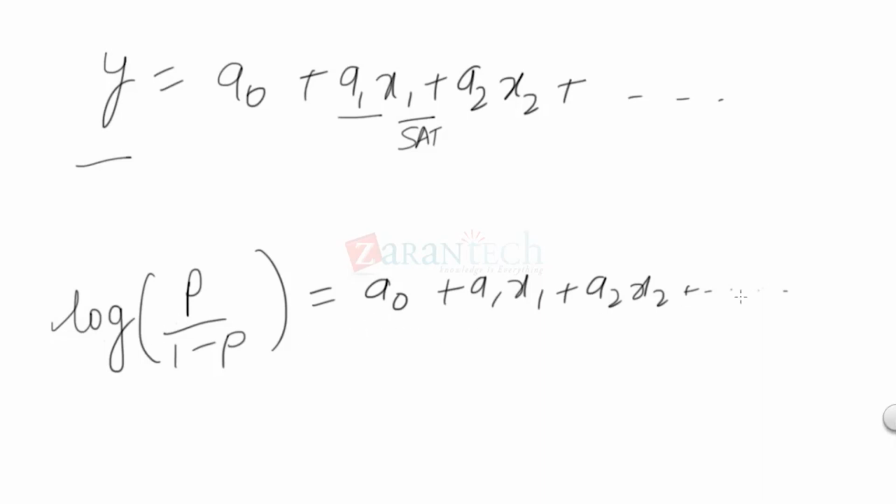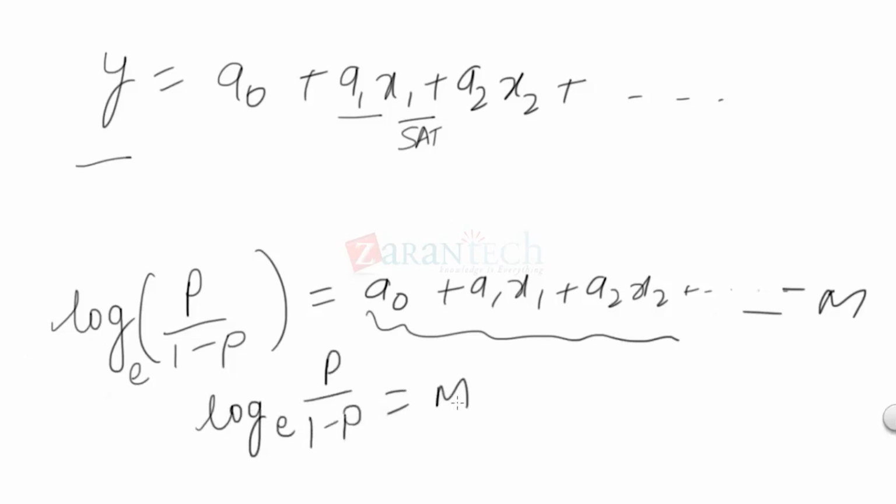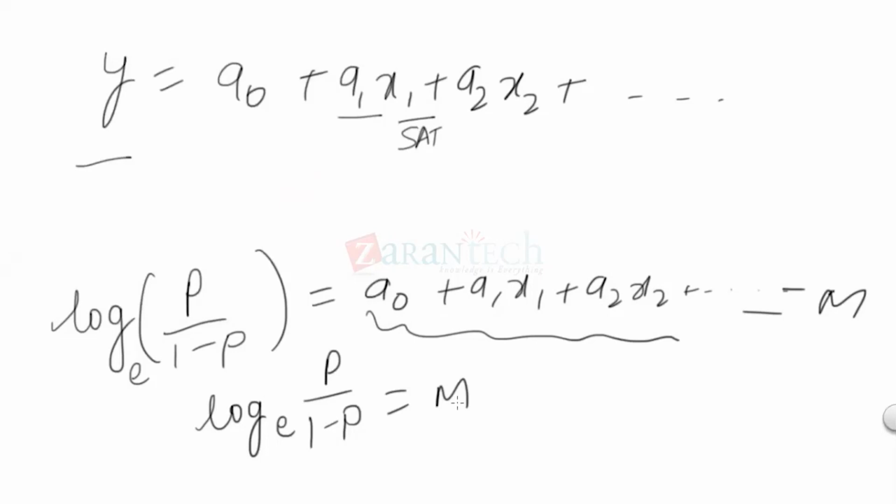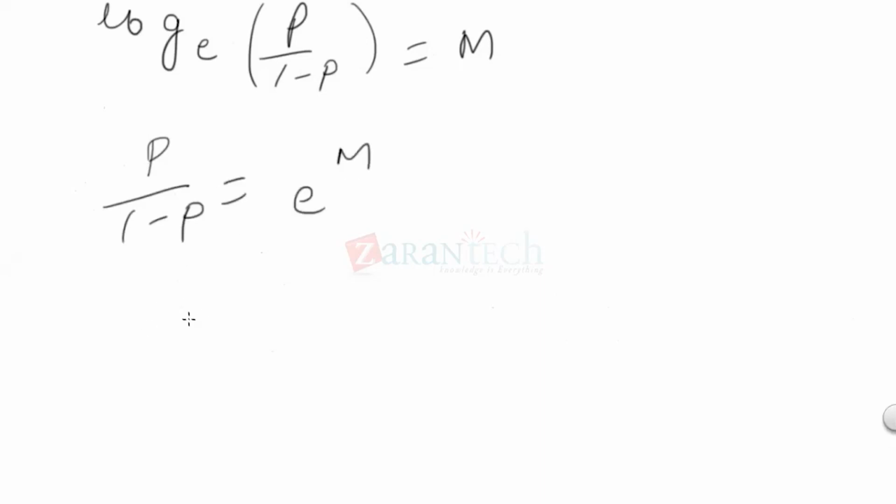There is nothing big about it. Let's say I'm just calling this part m. If you remember from your logarithmic and exponential class, which you might have learned in school or in college, this is the natural logarithm. So log of p by 1 minus p is equal to m, where m is just the right hand side of the equation. This also becomes p by 1 minus p is equal to e to the power m, and you can calculate p from it very easily.